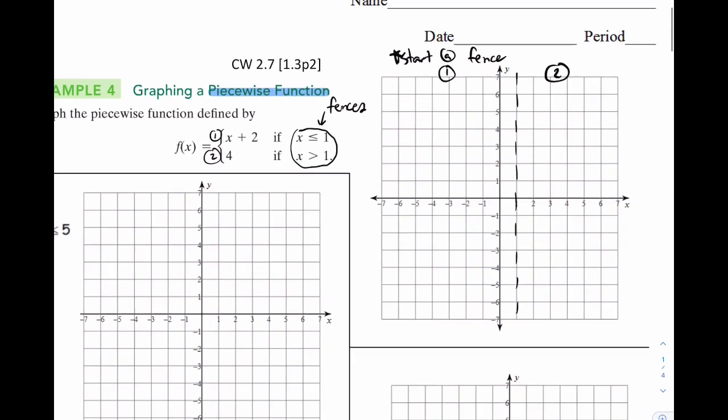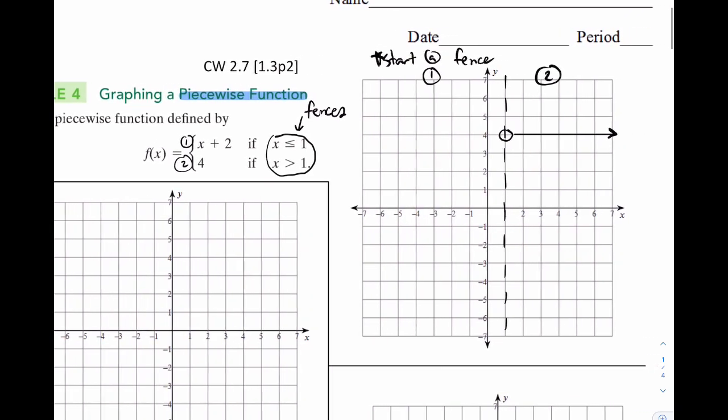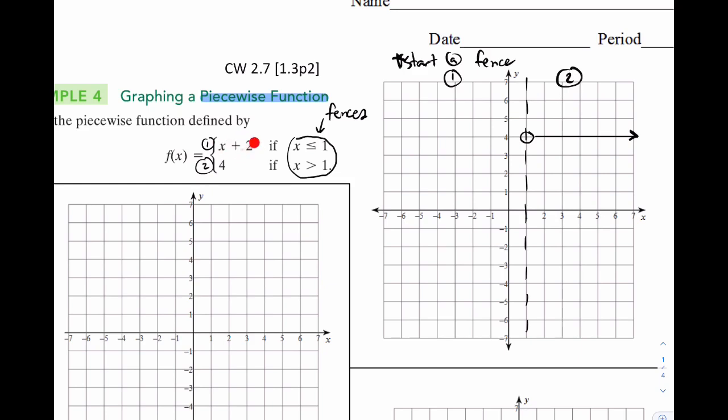So we start there. Notice how it's strictly greater than. So for this 4, all we're going to do is put an open circle at 4 and draw a horizontal line, because that's what the equation y equals 4 would look like. Now for this next one, x plus 2, we're starting at the fence, and notice how it's equal to. That means we want to plug in 1 here to actually get the value, so that would be 3. So we're going to close that dot right here, and now work backwards.